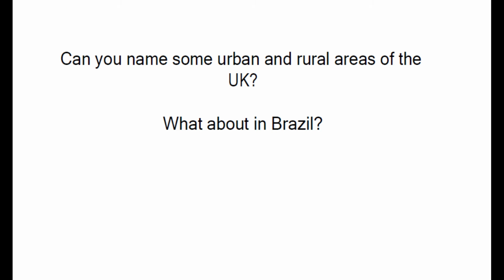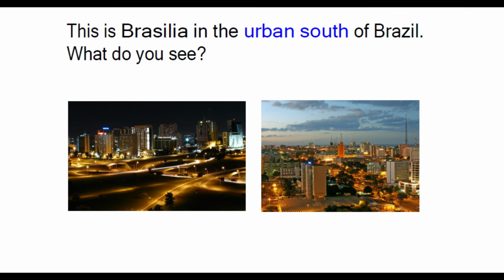Can you name some urban and rural areas in the UK? What about in the Northeast? What about in Brazil? This is Brasilia in the urban south of Brazil. What do you see in these images? What features do you notice?